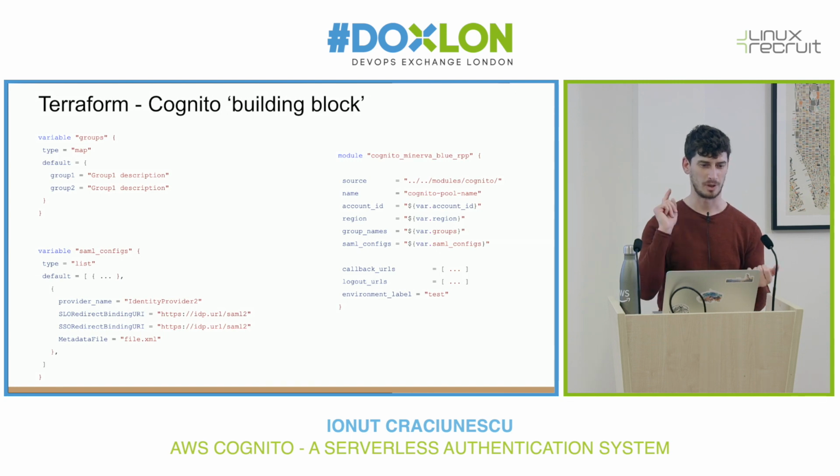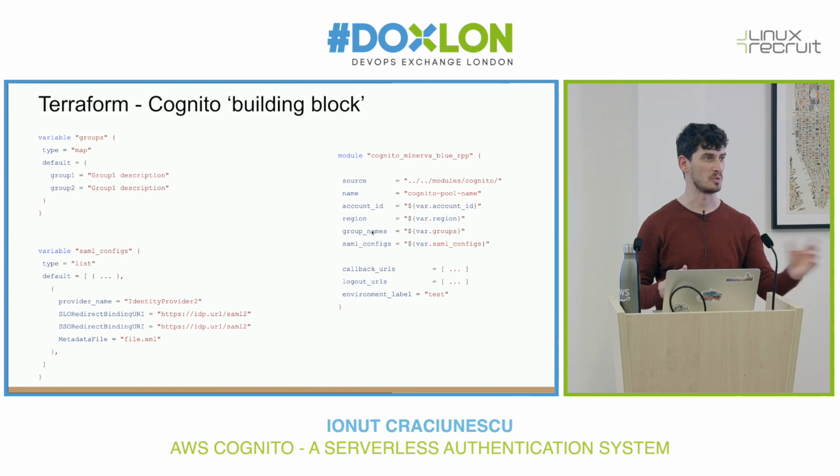But basically, what we care about is groups configuration, what groups the application should have, and what is my SAML config, as in who are my identity providers that allow users to log into the app, and give Cognito the XML metadata file, and then the module itself. We call this a building block most of the time. It's copy-paste, find and replace by name, Terraform plan, apply, and that's it.